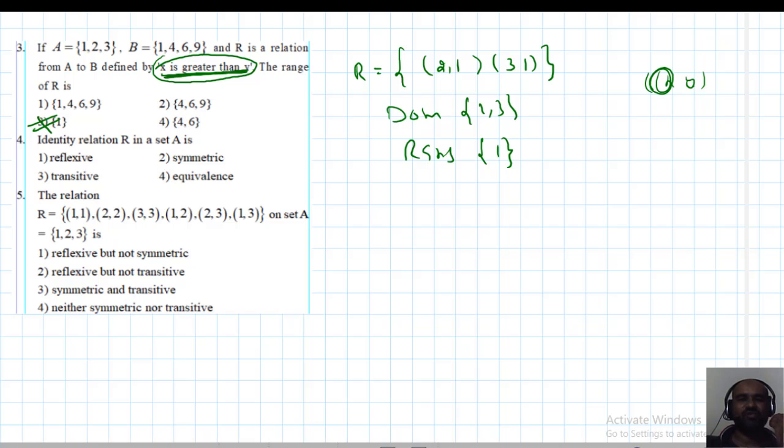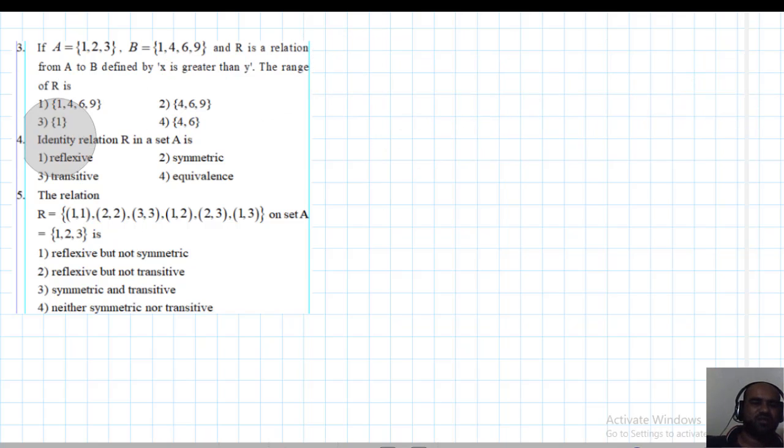Your x should be greater than y. You get 12 ordered pairs. Among 12 ordered pairs, you can choose 1 comma 1 you can't write, 1 comma 2 you can't write, 1 comma 3 you can't write, 2 comma 1 you can write. Like that, what I did, we got 2 ordered pairs, that is 2 comma 1 and 3 comma 1. So the range of the given relation is only a singleton set, that is set 1.